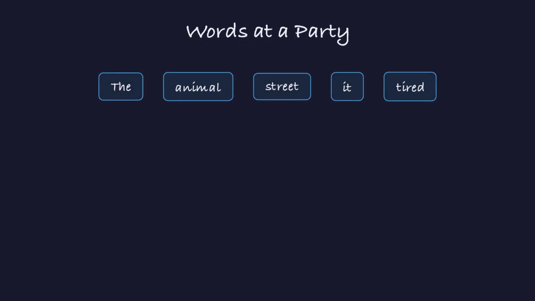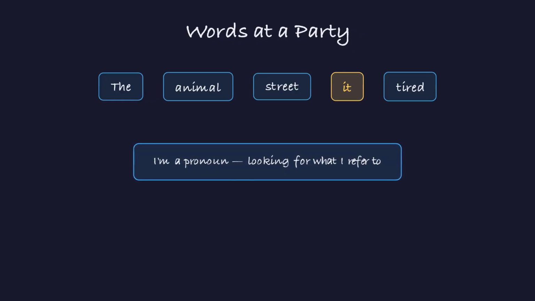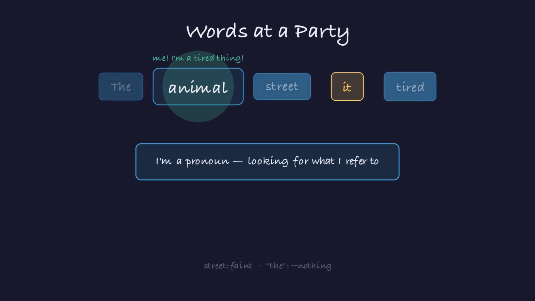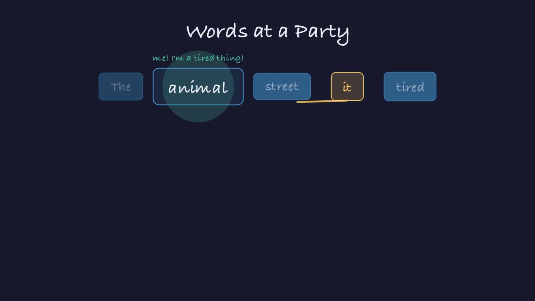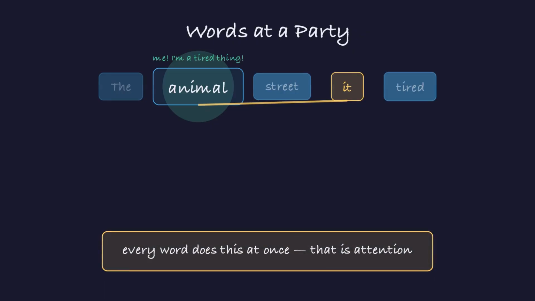Think of every word in the sentence as a person at a party. Each word turns to the room and asks a question. Who here is relevant to me? Take our word "it." It broadcasts: I'm a pronoun looking for what I refer to, who fits? Every other word answers with a strength. "Animal" shouts back loudly, me! "Street" murmurs faintly. The word "the" says basically nothing. "It" listens, weighs the answers, and pulls its own meaning toward the loudest, most relevant one, toward "animal." Every word does this at the same time to every other word.